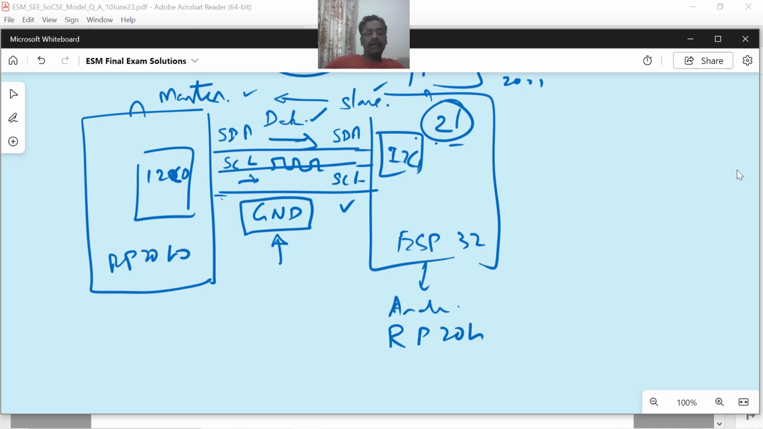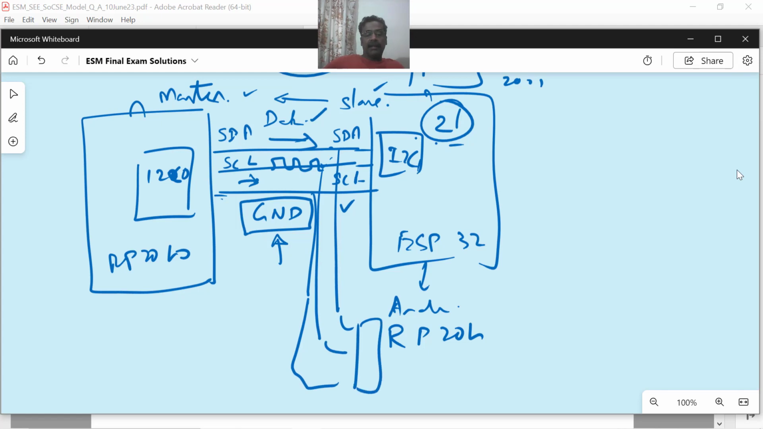Clock is always driven by the master. That means it is putting the clock, and then the slave device responds. A particular slave device will be shown. Now, if you are very imaginative, you can also show other devices on the same line. Multiple devices can be connected also.